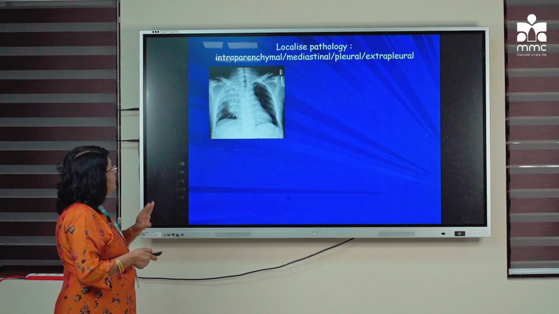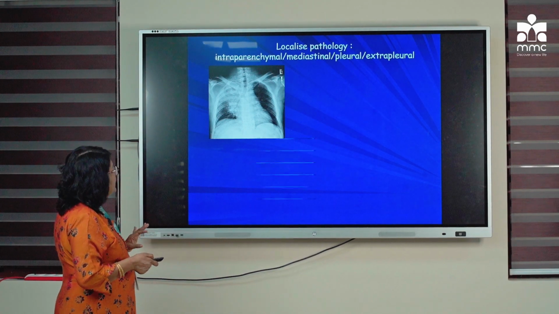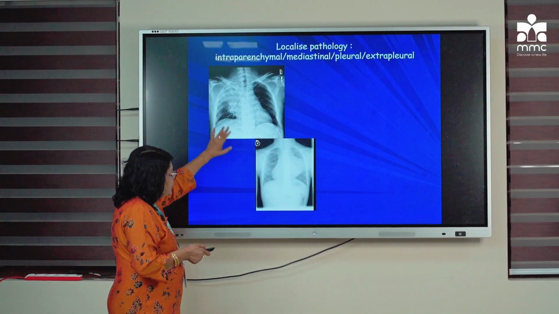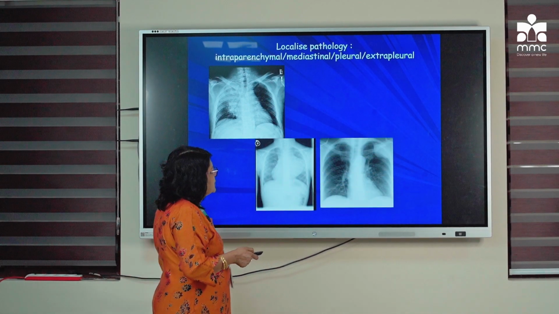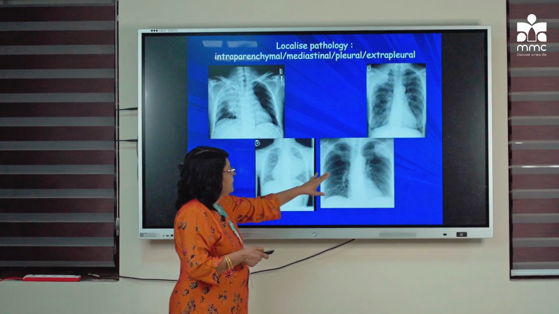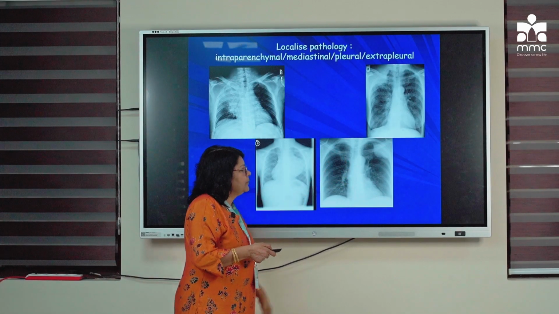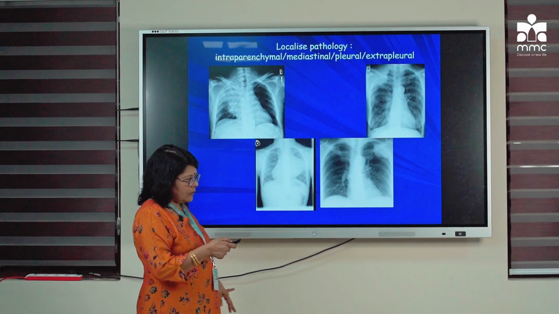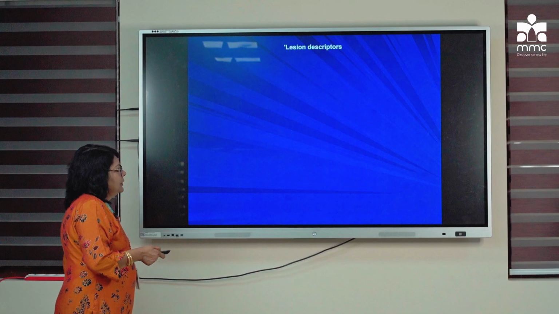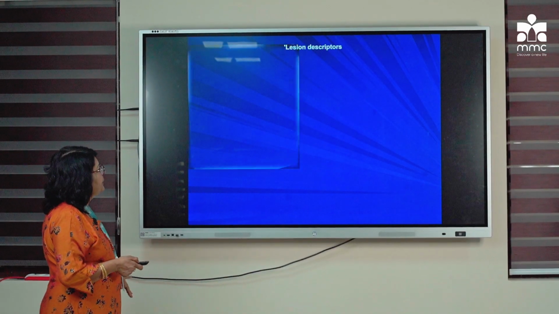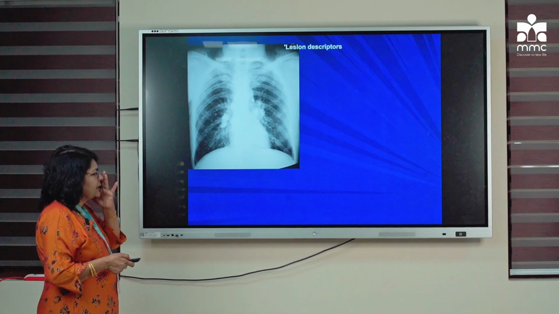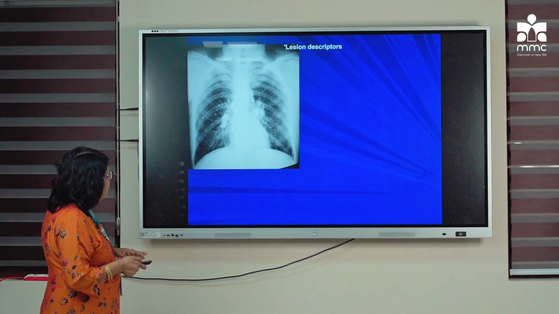And to localize the pathology, you should know whether the lesion is intraparenchymal, which shows air bronchogram. If it's a mediastinal lesion, it will have smooth borders and a broad base towards the mediastinum. If it's pleural, it will be abutting the chest wall with an obtuse angle. If it is extrapleural, bone will be involved.